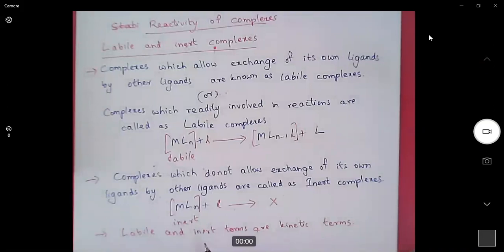Kinetic means it deals with the rate of reactions, whereas thermal stability deals with the stability of complexes at different temperatures. So thermal stability is different from kinetic stability or kinetic instability. Labile compounds may be thermally stable. Inert complexes may be thermally unstable. So that is a different concept. Please do not mix the kinetic and thermal concepts.